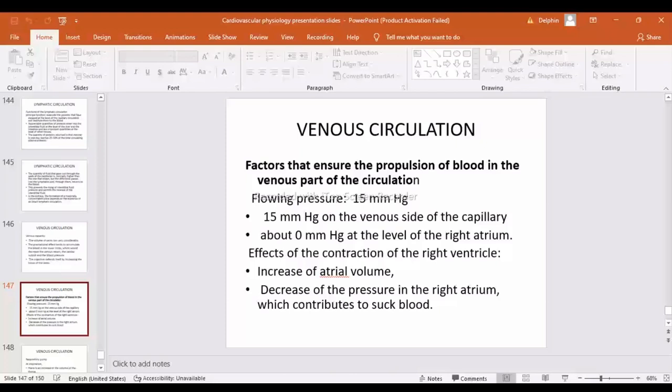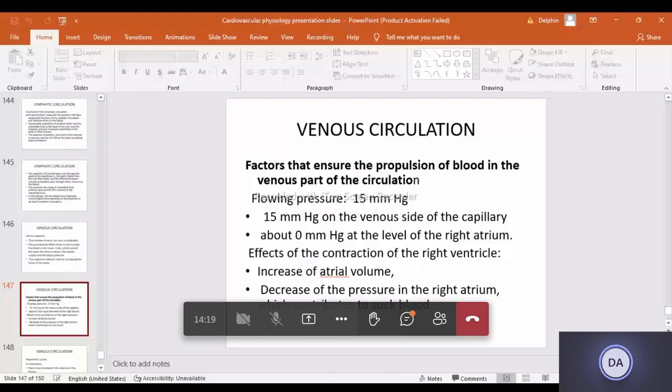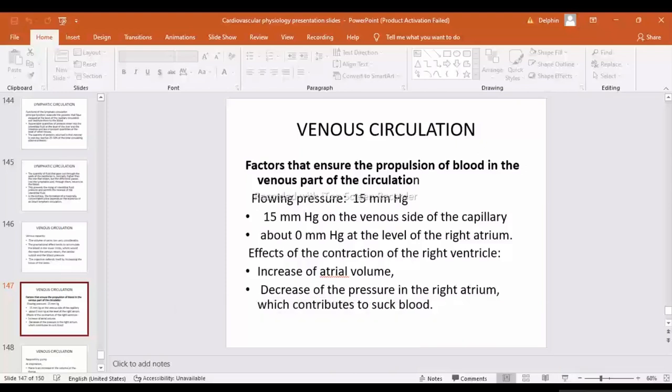Here we say about 50 millimeters of mercury on the venous side at the level of the capillaries, and at the level of the right atrium, we have about zero. And we also have to consider the effect of the contraction of the right ventricle, increase of atrial volume.